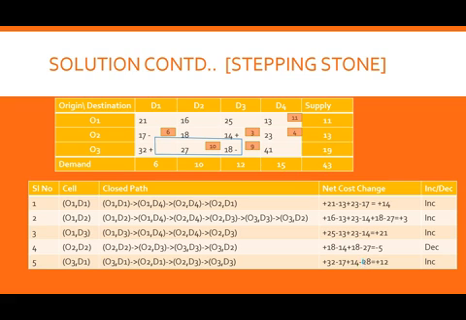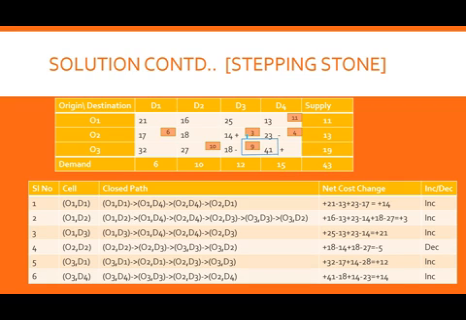Sorry, here there is a typing mistake. It has been typed as 28, but still the value is positive only, plus 12. So it is an increase in cost. Consider the next unoccupied cell, O3D4.